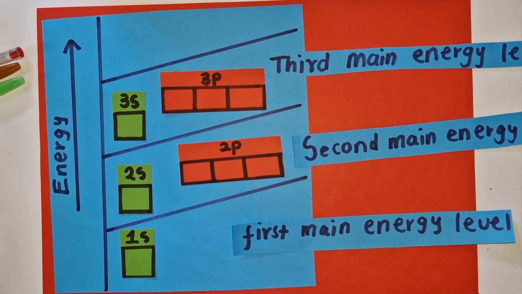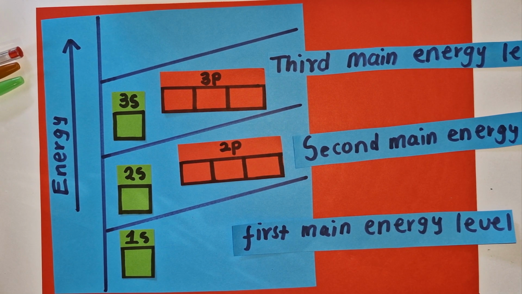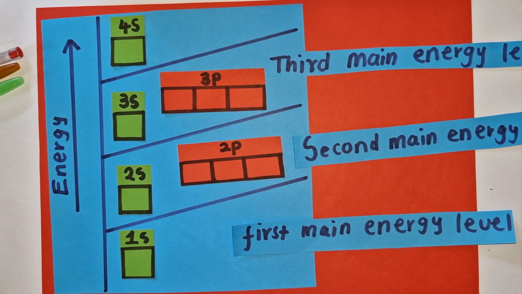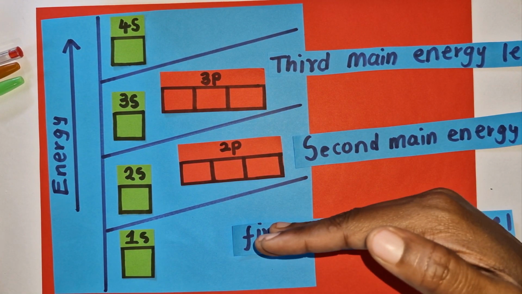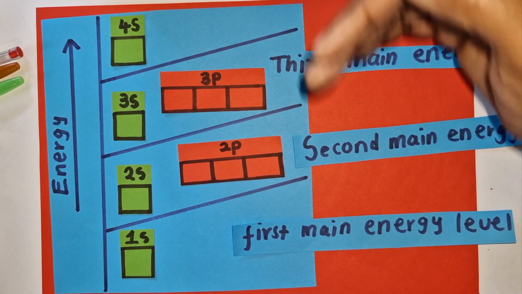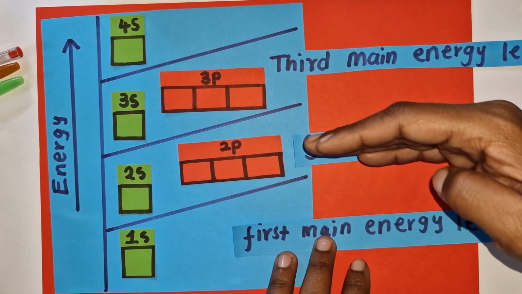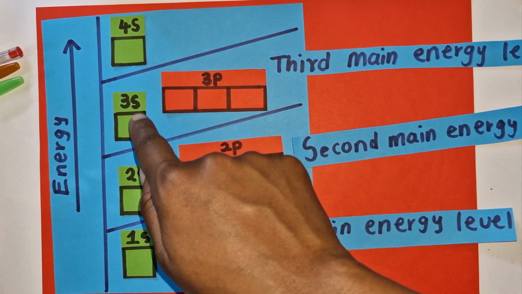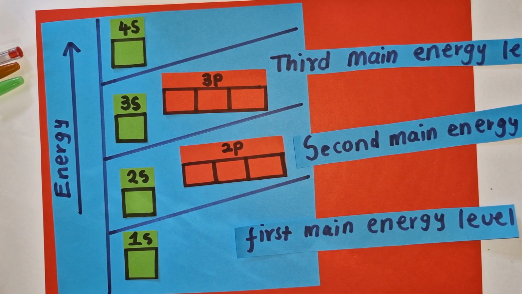There are also some 3d orbitals, but like I said, for this video we are only talking about the p and the s orbitals. And then in the fourth energy level, you can also find the 4s orbitals. So you see they're increasing in energy, and within the different energy levels, you can find the different orbitals. And these orbitals carry electrons.